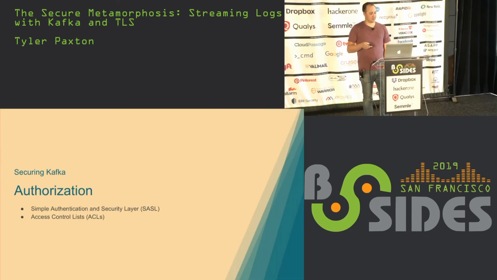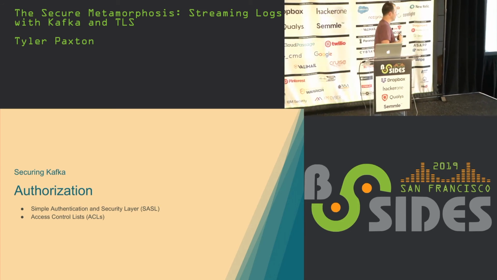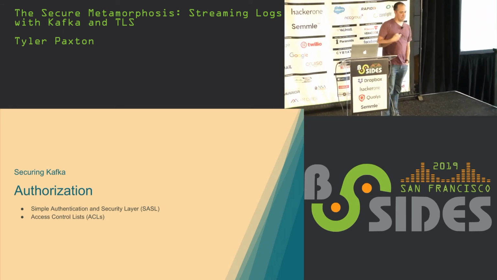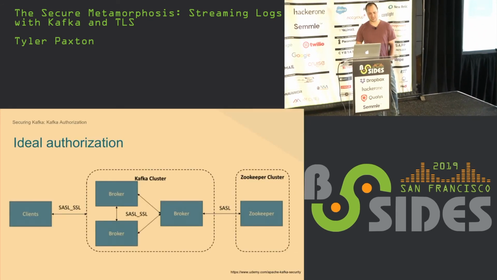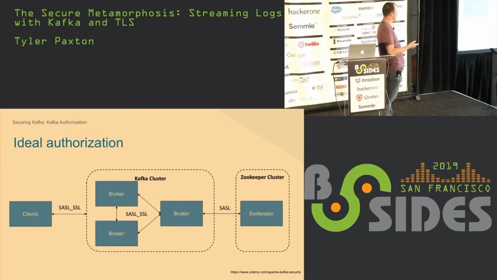All right, jumping into authorization. Authorization is the next level. This is when we want to do additional authentication of individual users, and then manage what those users have access to. Ideally, you're doing authorization between all your brokers, from your brokers to your Zookeeper, and from your clients to your cluster as well.